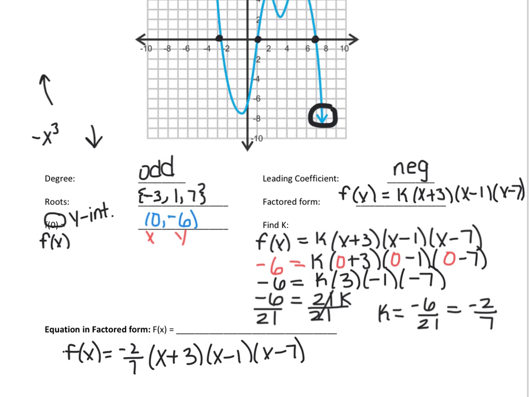So let's just check that this equation now matches this equation. I have 3, -1, and -7 as my factors, so my roots would have to be the opposite. +3, which is -3, which is here, positive 1, which is there, and positive 7, which is here. And my degree is 1, 2, 3. I have a leading coefficient that's negative, so everything checks out.